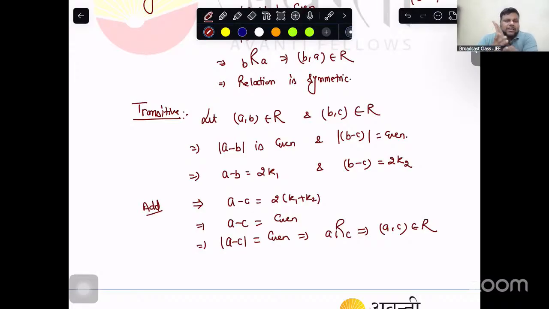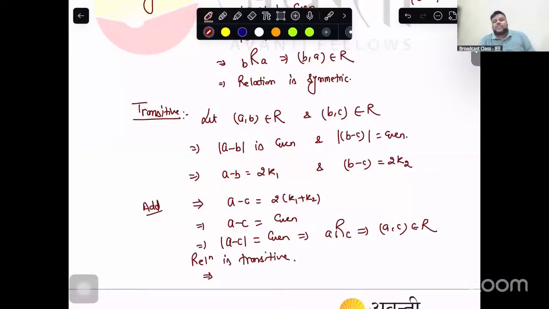(A, B) belongs to R and (B, C) belongs to R. So |A minus B| is even and |B minus C| is even. That means A minus B is 2K1 and B minus C is 2K2. If you add both of them, what do you get? A minus C. A minus C is what? Twice of (K1 plus K2), which is also even. So |A minus C| is even. So A is also related to C. Am I clear? So the relation is transitive.